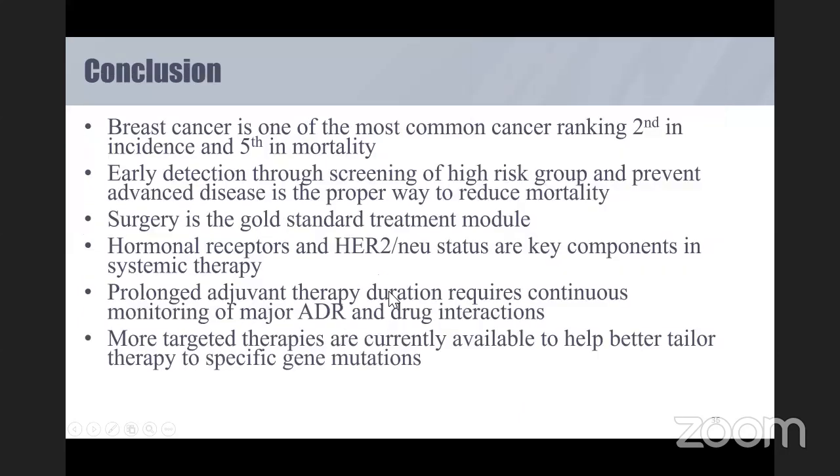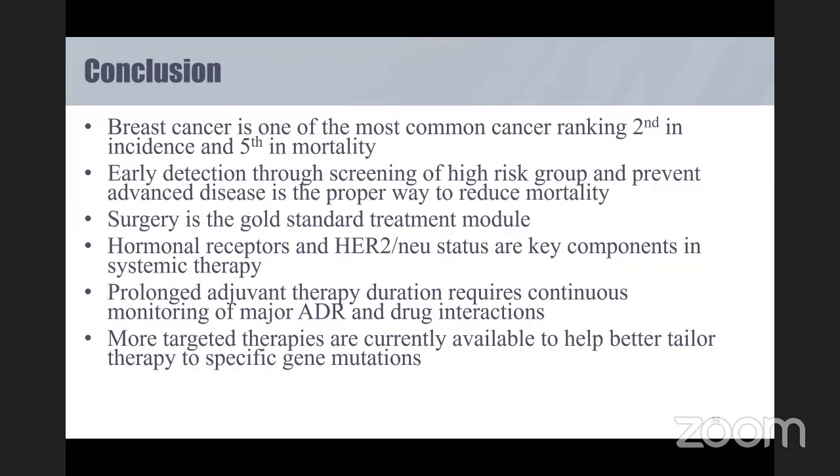That was it. In conclusion, breast cancer is one of the most common cancers, ranking second in incidence and fifth in mortality. Early detection and thorough screening of high-risk groups is the best standard to reduce mortality. Surgery is the gold standard, and in all the treatment modalities we want to push for surgery. Hormonal receptors and HER2 status are the key components in systemic therapy. But now more targeted therapies are currently available to help better tailor therapy.